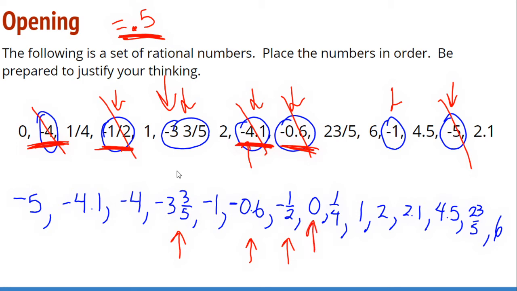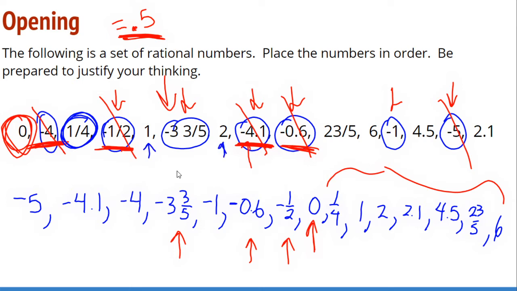Then I put in my 0, because I just really felt like I needed to have a 0 there, and on top of that, 0 was on the list. So then I had to look and say, what am I going to do with these positive numbers? Well, when I looked at it, I said, okay, this is 1/4 here. The rest are 1 or more. So I knew that the 1/4 came next, and then I knew that the 1 came.